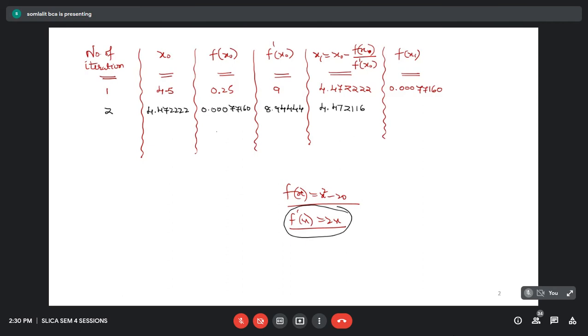Okay. Now you will place this value in the function. What is the formula of the function? You know the formula for the function. You know the formula for the function here. What is the formula for the function? Place the values, decide the new x0 and go for the third iteration. Do it fast.